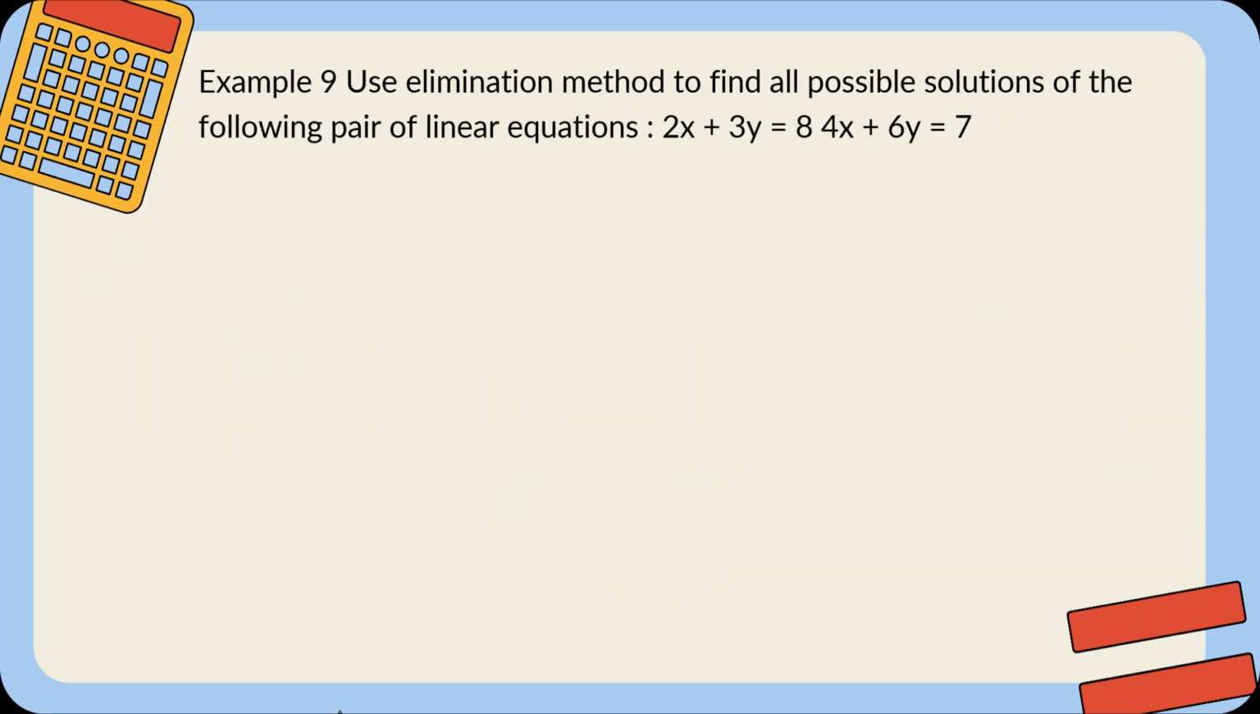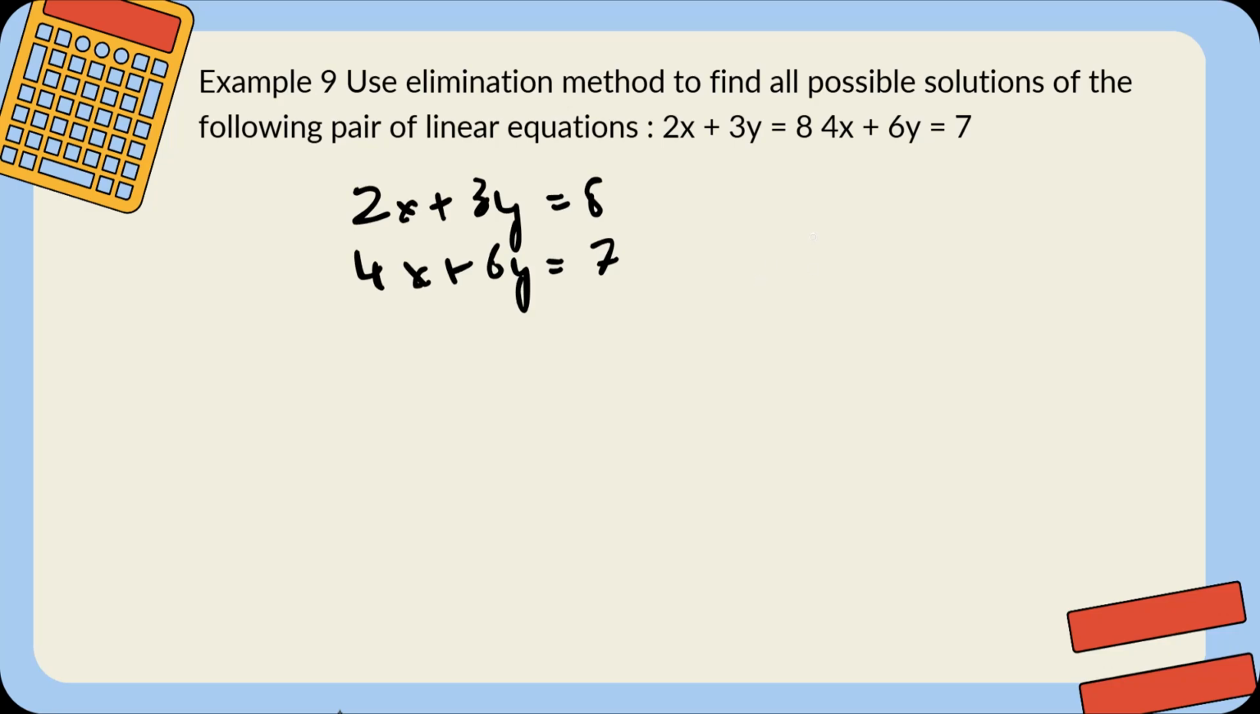Use the elimination method to find all possible solutions of the pair of linear equations. Very simple. Let's try to do this. Here we have 2x plus 3y is equal to 8 and 4x plus 6y is equal to 7. So here a1 by a2 is equal to b1 by b2. We can clearly observe, yes, it is. If you look carefully, you can understand a1 by a2 is equal to b1 by b2. So what about c1 by c2? It is not. It is 8 by 7.